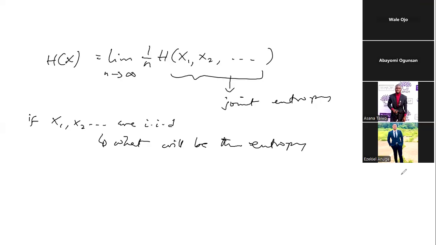Yes. Okay. Now, like we said earlier, if they are independent and identically distributed, then the entropy rate will simply be the entropy of a single variable. So it means that H of X will be the same as H of X1. Now, how about if they are dependent?